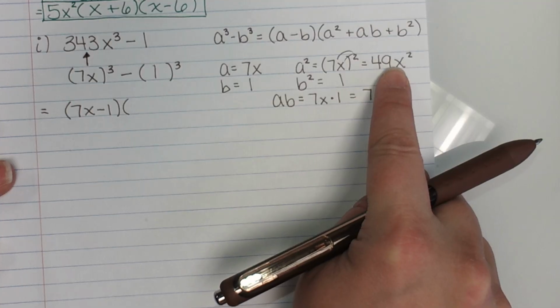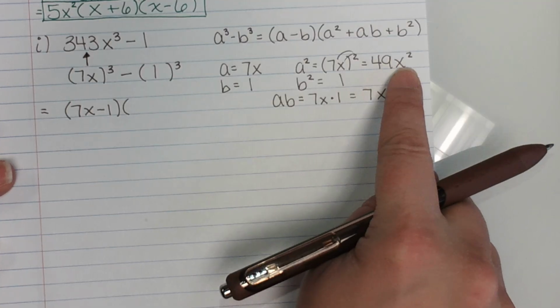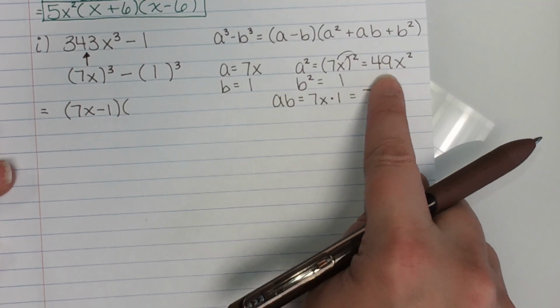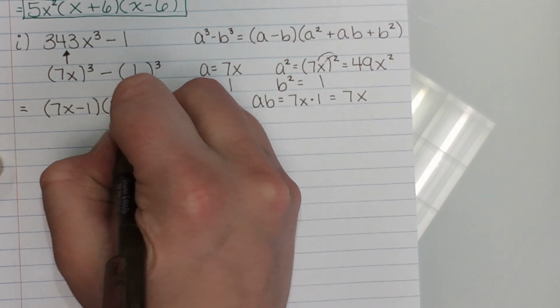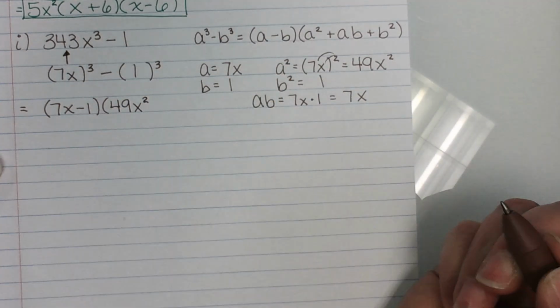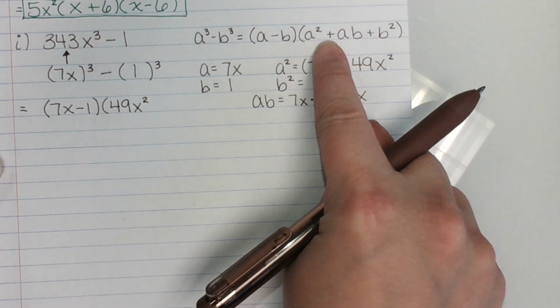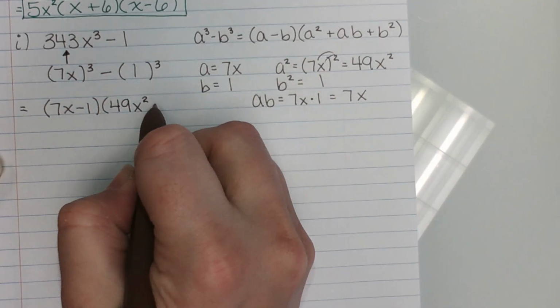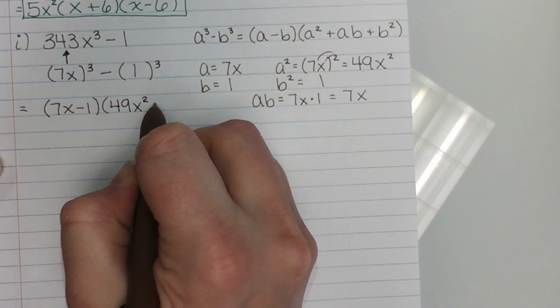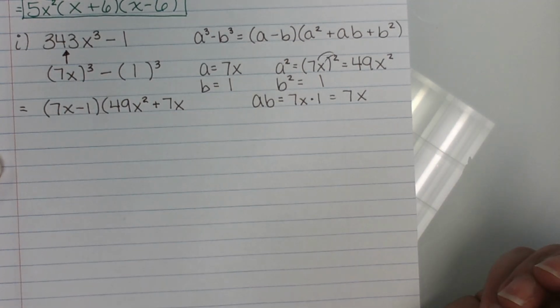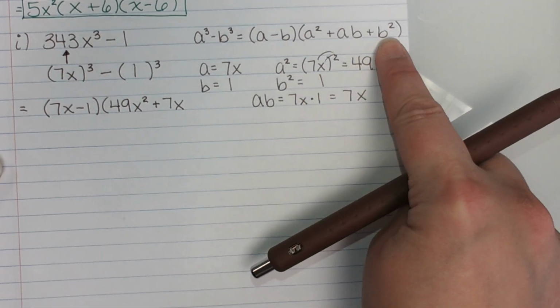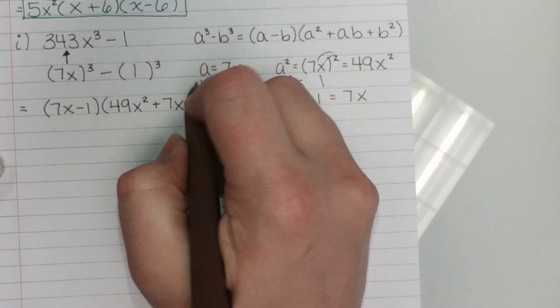Be careful. You got to square that 7. Hence, we wrote this here, not 7x squared, but 49x squared. Okay, keep going, Aiden. It's not 7x times 4. So plus 7x. Good. And then the last thing? Plus 1.